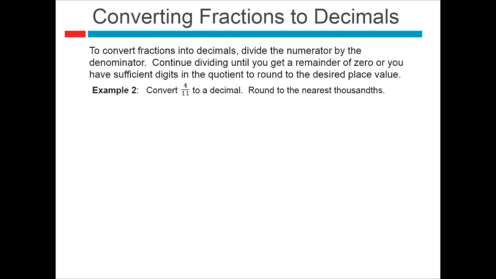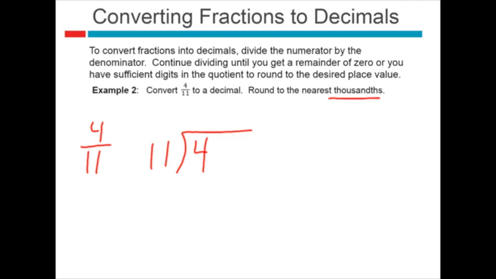Let's do another example. We're going to convert 4/11 into a decimal. We're going to do the same procedure as we did before. We're going to do the top, 4, divided by the bottom, 11. The top number always goes inside, and the bottom number always goes outside. And we're going to divide until we get a remainder of 0, or we have sufficient digits in the quotient to round to our desired place value. For this example, I gave you a desired place value of the thousandths place.